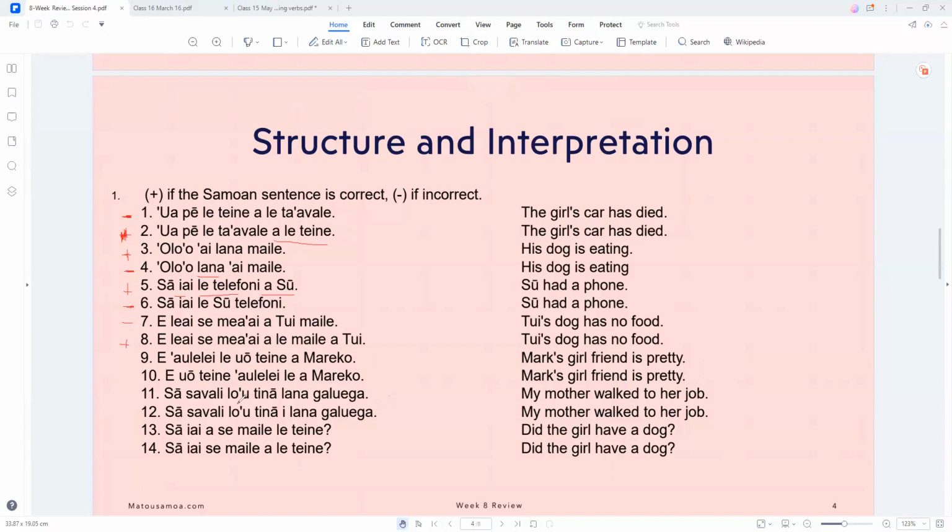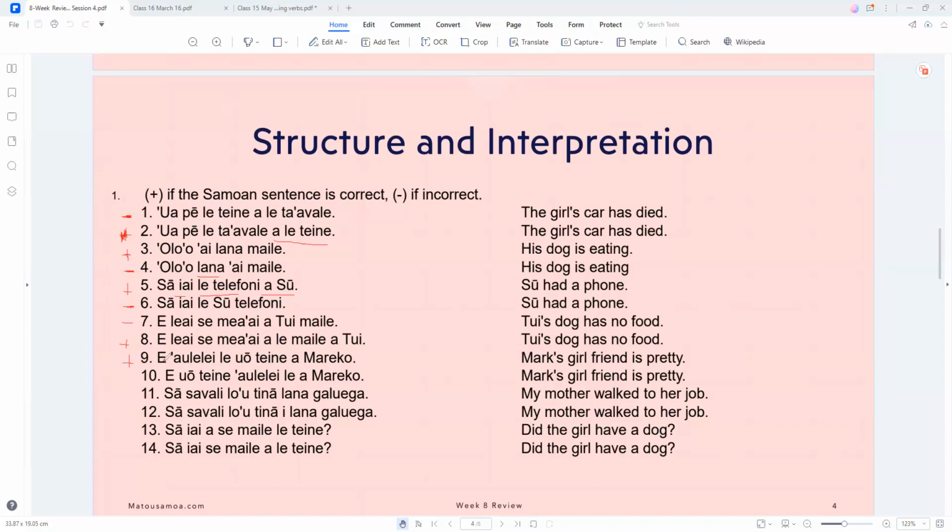So Mark's girlfriend is pretty. Is that E aulelei le uo tane a Mareko, or is it E uo tane aulelei a Mareko? Number 9, that would be the correct one. So again, if you're just going in steps, step by step, yes, number 9.